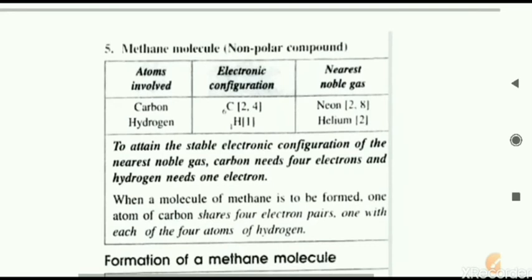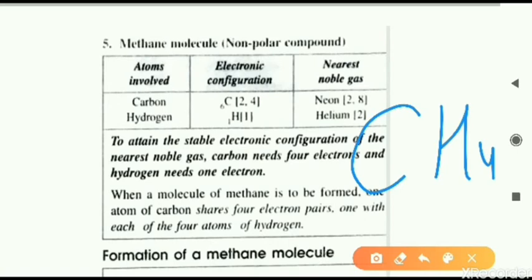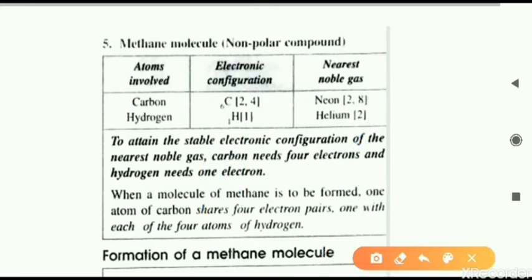Next one, now the methane molecule. Methane is CH4. This as well is a non-polar compound, CH4. Here also, just like carbon tetrachloride, the structure of CH4 is similar. Hydrogen is on all 4 corners. Now each hydrogen atom will provide 1 electron to carbon. So as a result, what will happen? The CH4 compound is forming. The configuration we will quickly see.